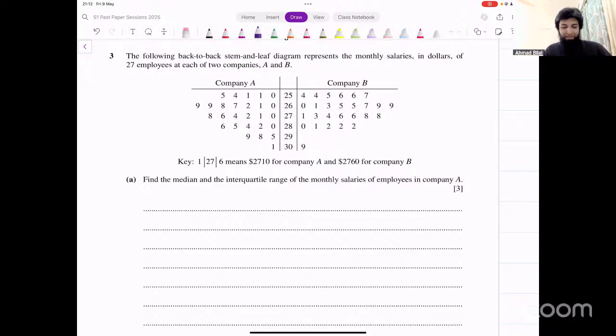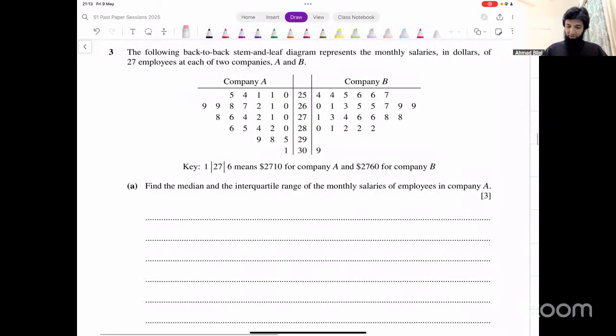Okay, question number 3. Let's have a look at this. The following back-to-back stem-and-leaf diagram represents the monthly salaries in dollars of 27 employees at each of 2 companies, A and B. We've got the stem-and-leaf diagram. Find the median and the interquartile range of the monthly salaries of employees in company A.